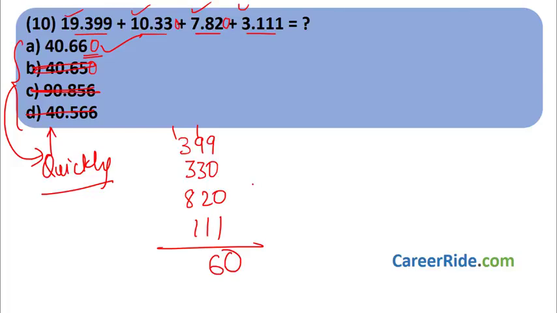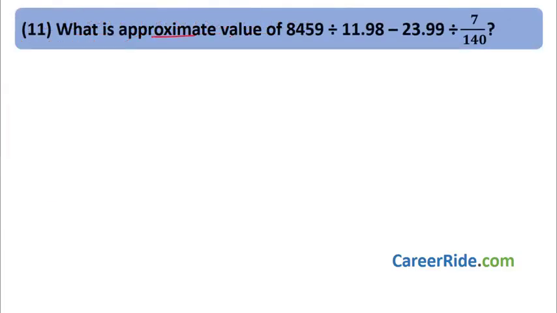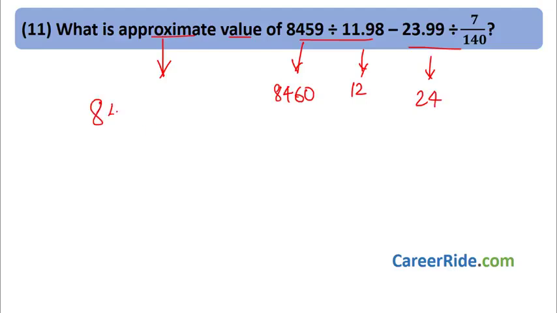Moving to next question. What is the approximate value of 8459 divided by 11.98 minus 23.99 divided by 7 upon 140? Now they want the approximate value. So while calculating also we can consider approximate values. We can take 8459 as 8460, 11.98 as 12, 23.99 as 24. Okay, and let us calculate 8460 divided by 12 minus 24 divided by 7 upon 140.